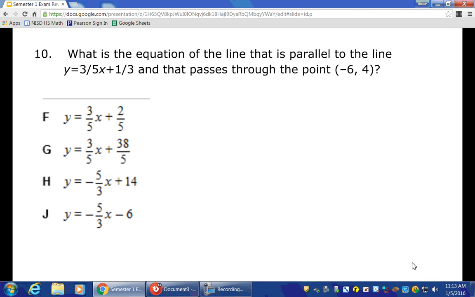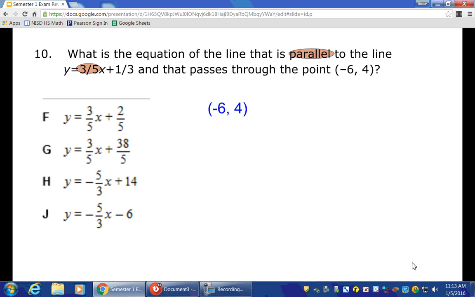Number 10. What is the equation of the line that is parallel to the line y equals 3/5 x plus 1/3 and it passes through the point (-6, 4)? Well, here we're given a little bit of information. I know the point that the line passes through. And I'm also told that my new line will be parallel to y equals 3/5 x plus 1/3.